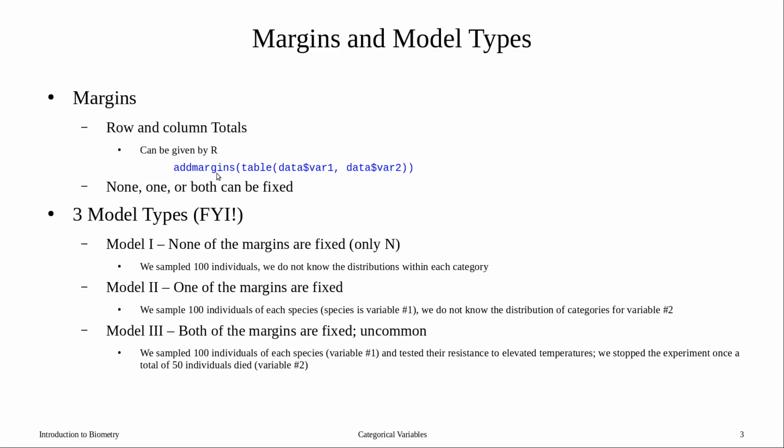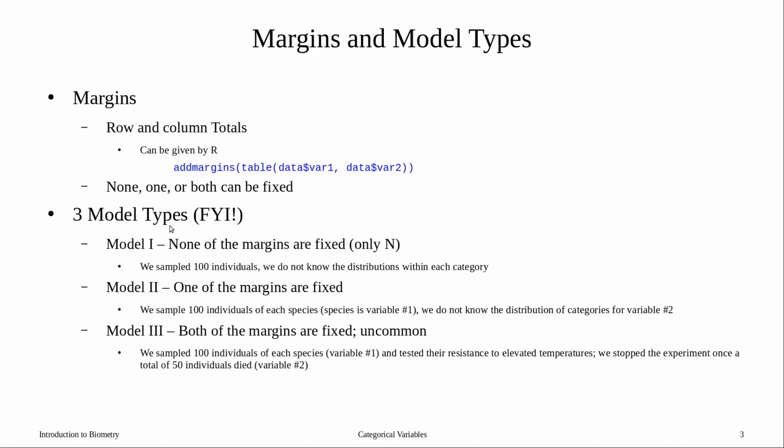Now with these margins, we can see that they are row sums and column sums. When we run our analysis, we can fix one, both, or none of these totals. This leads to different model types of contingency analysis. I'll state right off that the rest of this is FYI, dealing with these different model types. So the rest of this slide and all of the next slide is just FYI.